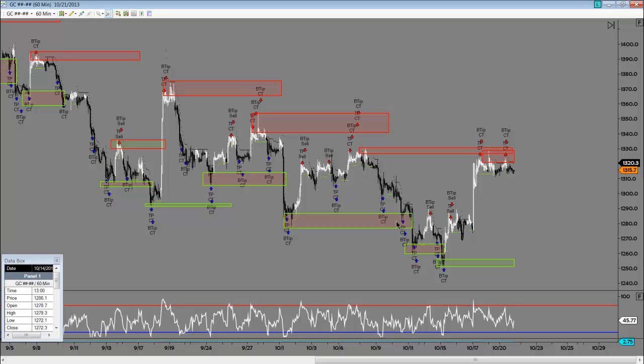And then again, look to the left. Here was prior support. Here was prior support where we had this strong move up, and this would be a likely retest zone. And then we'll remember from the higher time frame that 1271 was a key handle. All right, so that's setting up right now.